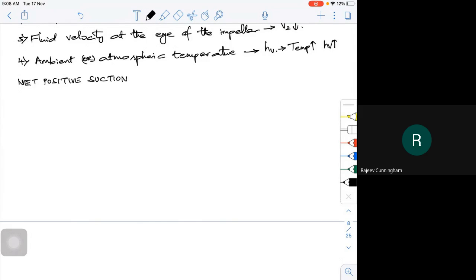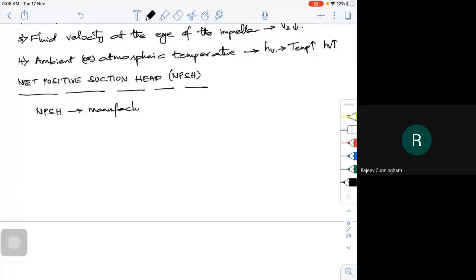Suction head. In some books they call this NPSH. Now when you look at the NPSH, there are 2 things. NPSH provided by the manufacturer, which you can also call the required NPSH. You can't go below that.